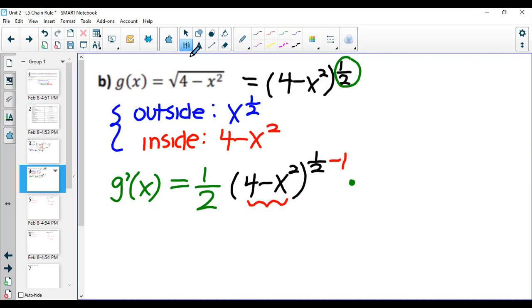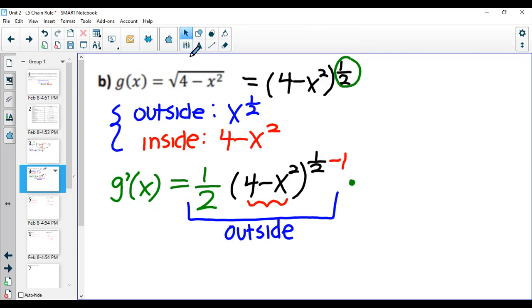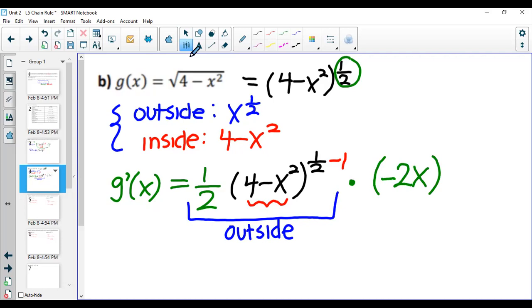I'm multiplying this whole derivative of the outside, so this is the entire derivative of the outside function, by the derivative of the inside function. The derivative of the constant 4 is 0, right? So negative, if I brought the 2 down I would get negative 2, and x to the power of 2 minus 1 gives me x to the power of 1. So I'm taking the derivative of the inside. But just because they're separate when we're writing it out does not mean that it cannot be combined.